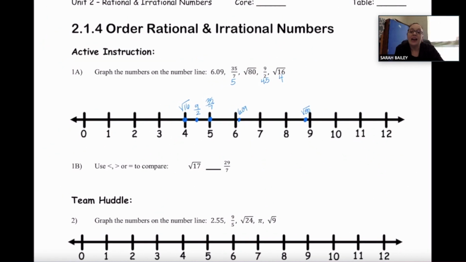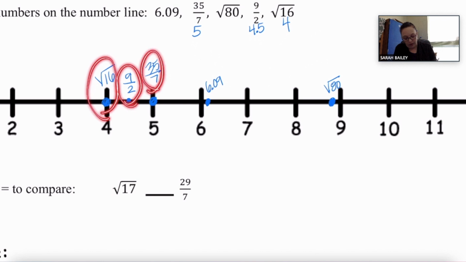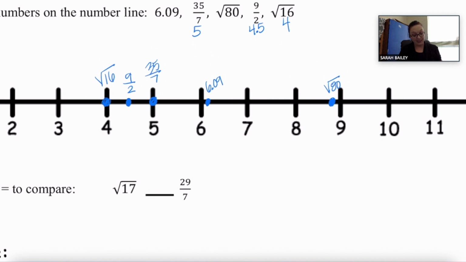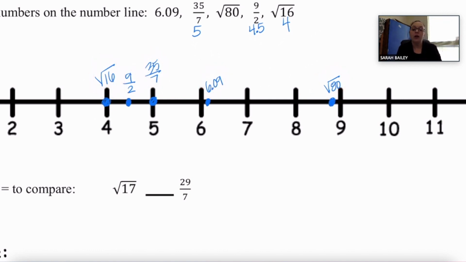Okay? Now, that's it. But now we could make comparisons, or we could put these numbers in order. For example, if I had been asked to put the numbers in order from least to greatest, then all I have to do, they're already in order. See that? From least to greatest. And I could just pull them off. Or greatest to least, I'd start this way and work my way back and write them down. Also, if I was asked to make a comparison between 6.09 and the square root of 80, I could say 6.09 is less than the square root of 80, for example.